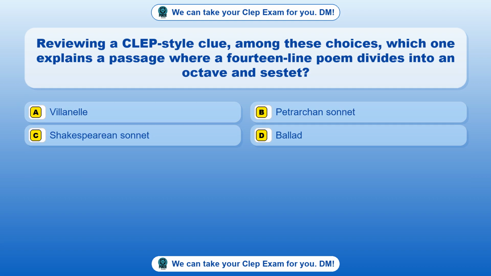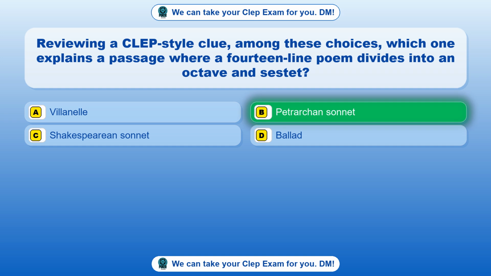Question 12. Reviewing a CLEP-style clue among these choices, which one explains a passage where a 14-line poem divides into an octave and sestet? Option A. Villanelle. Option B. Petrarchan sonnet. Option C. Shakespearean sonnet. Option D. Ballad. The correct answer is option B.